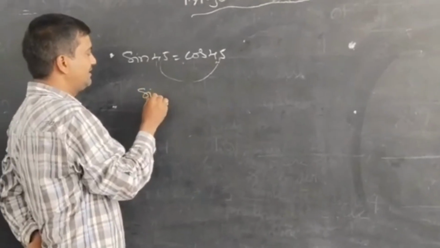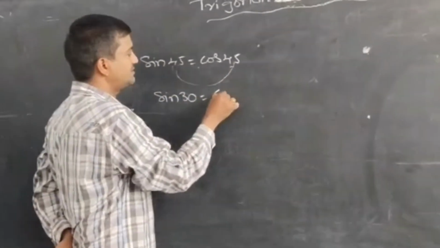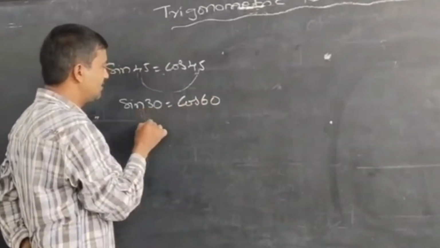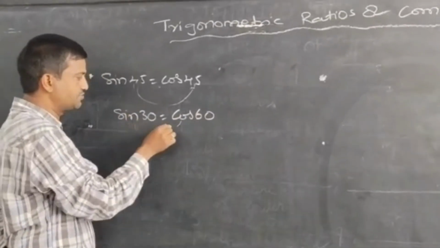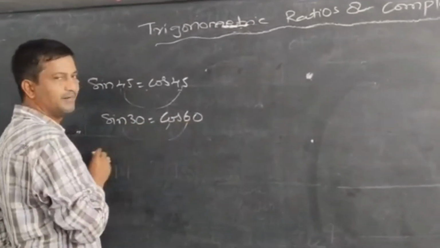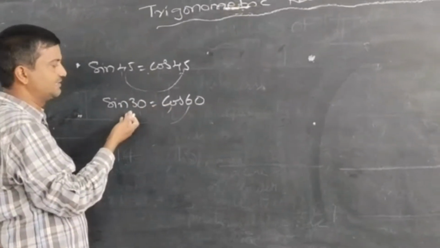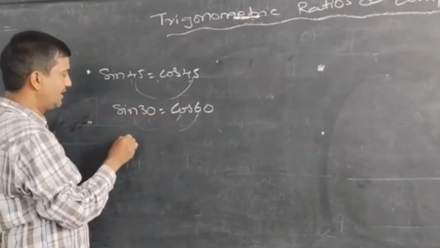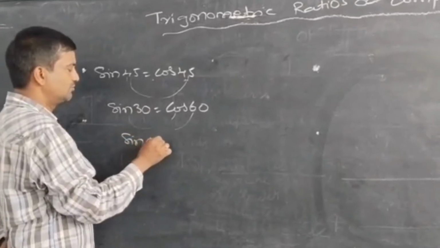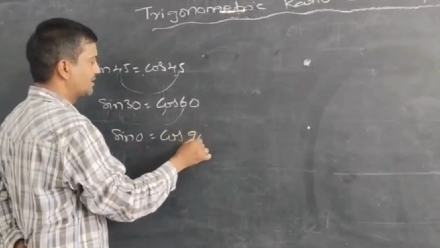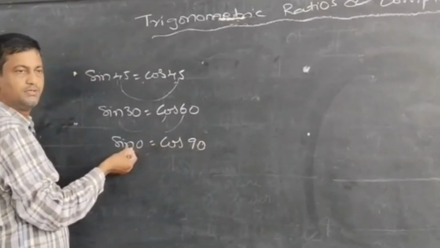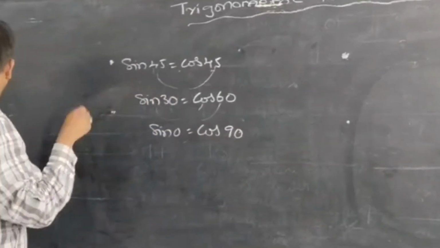So sin 30 is equal to cos 60. Sin and cos are complementary ratios. 30 and 60 are complementary angles, so 30 plus 60 is 90. Therefore, sin 30 is equal to cos 60. Like sin 0 is equal to cos 90, or cos 90 equals sin 0. So using complementary laws we can define like this.